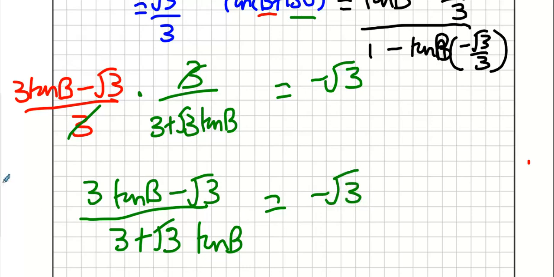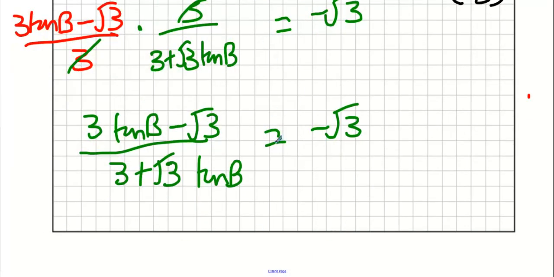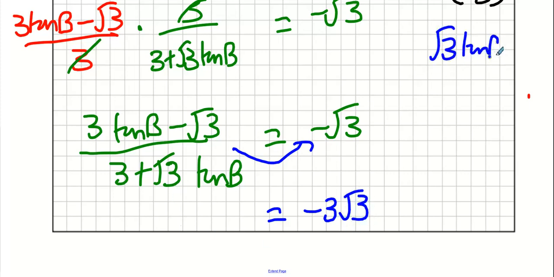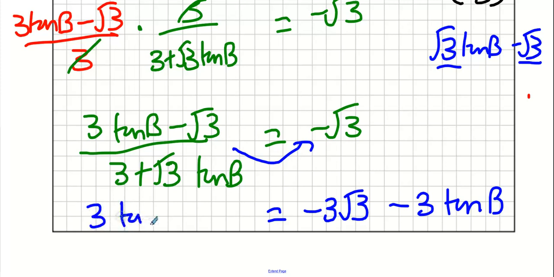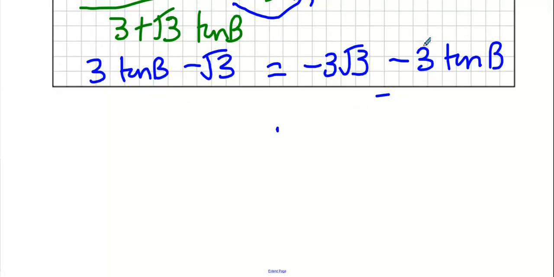And here's what we're going to do next. We're going to bring this up and multiply it. 3 times minus root 3 is minus 3 root 3. Root 3 tan B multiplied by minus root 3: the two root 3's interact with each other to become minus 3. Minus 3 tan B. Then on the other side is 3 tan B minus root 3. Then when we bring everything onto one side, this minus 3 tan B becomes a plus 3 tan B.